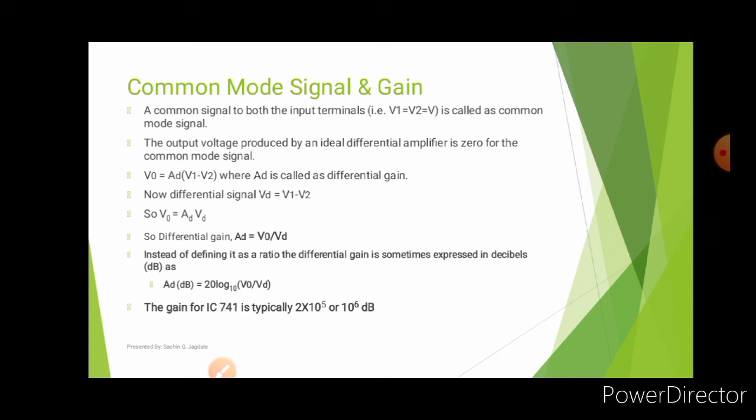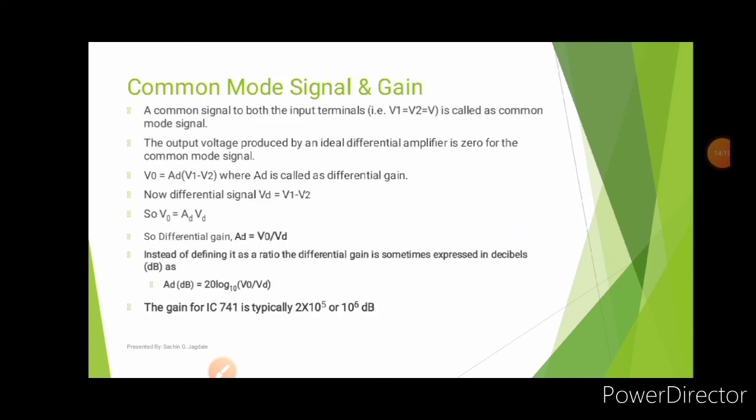The gain for IC741 is typically 2 into 10 to the power 5, or 10 to the power 6 in dB, so it's a very high gain for IC741. As we said, we are using an IC for the operational amplifier, and that IC is IC741, whose gain is very high and always constant, 2 into 10 to the power 5.